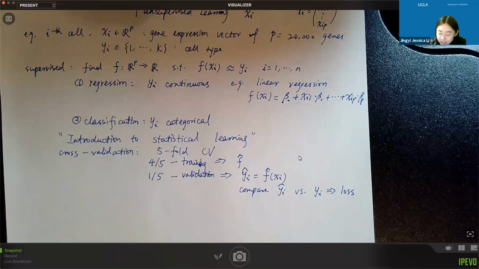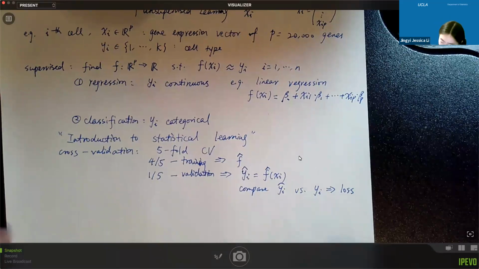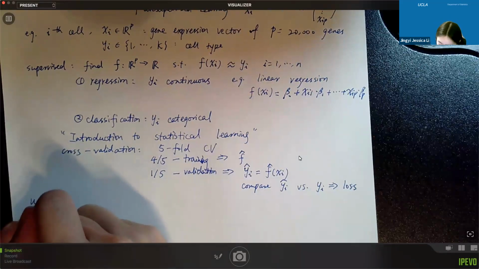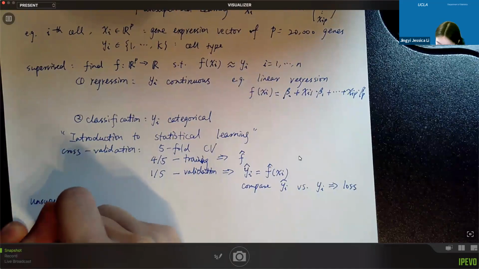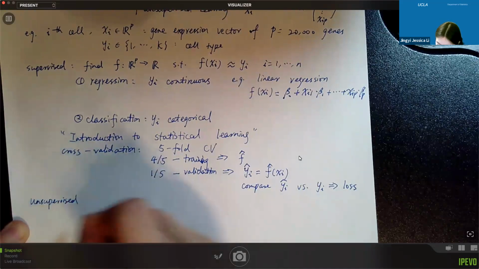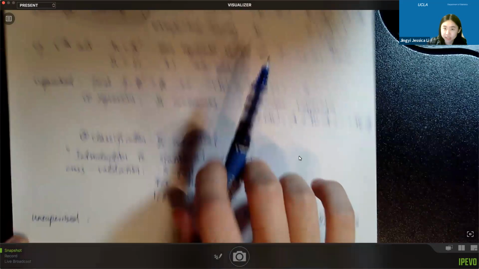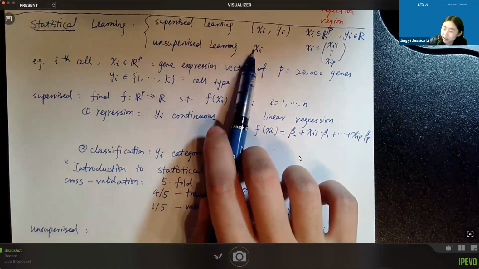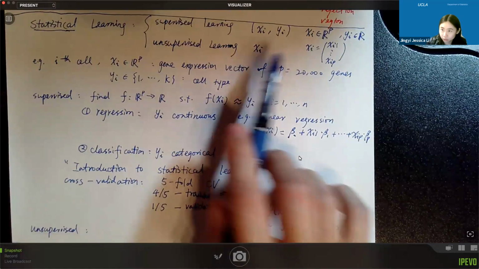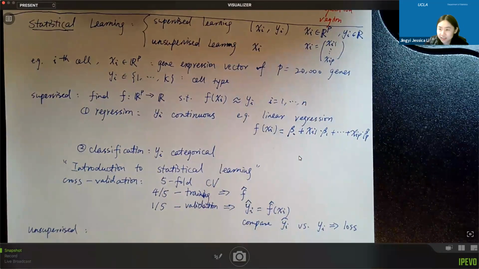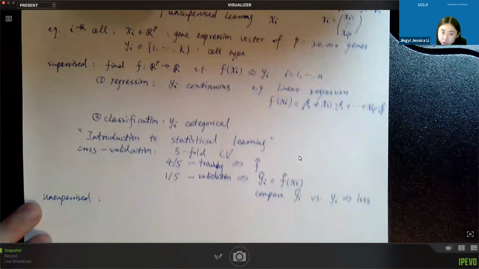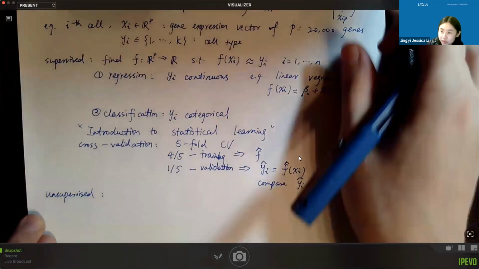Okay, so now let's move on to unsupervised learning. And that will be the focus of our class. For unsupervised learning, we only have the p-dimensional feature vector xi for the ith data point, and we want to make some findings based on the xi's. We are going to discuss unsupervised learning problems in two types.